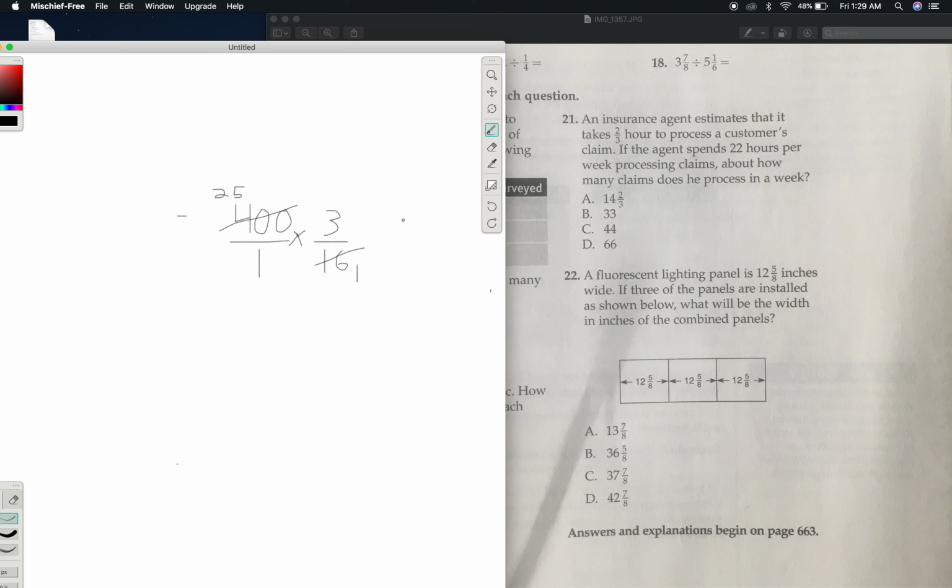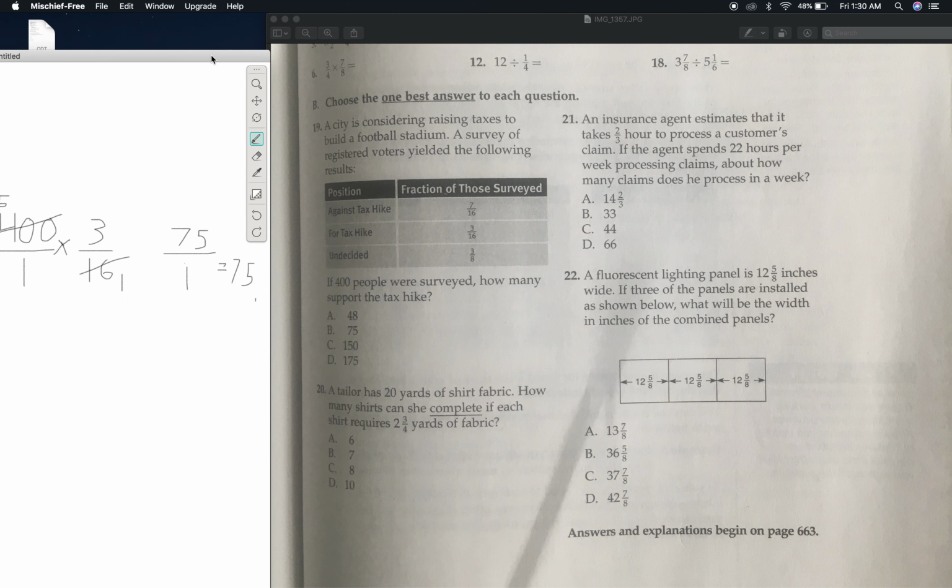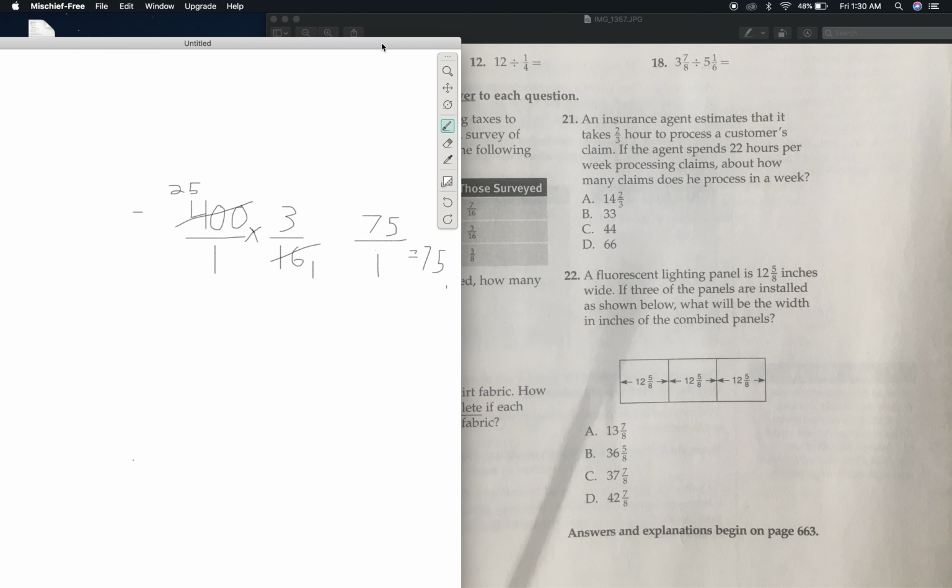3 times 25 is 75, staying alive. And remember, 1 times 1 is 1. Anything with a 1 under it is the number on top. Okay? So 75 is your answer. Let's see if that's an option. Yes, it is. B is your answer.